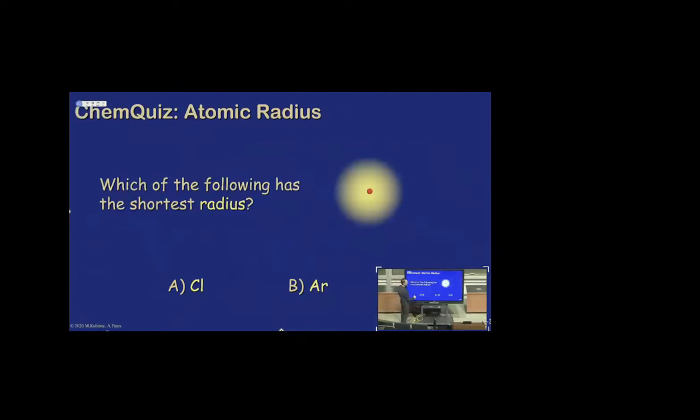So we can do a couple chem quizzes. Did we do this? No. Which has the smallest radius? Chlorine, argon, and potassium. So let's talk about that and see where we're at first thing this morning.